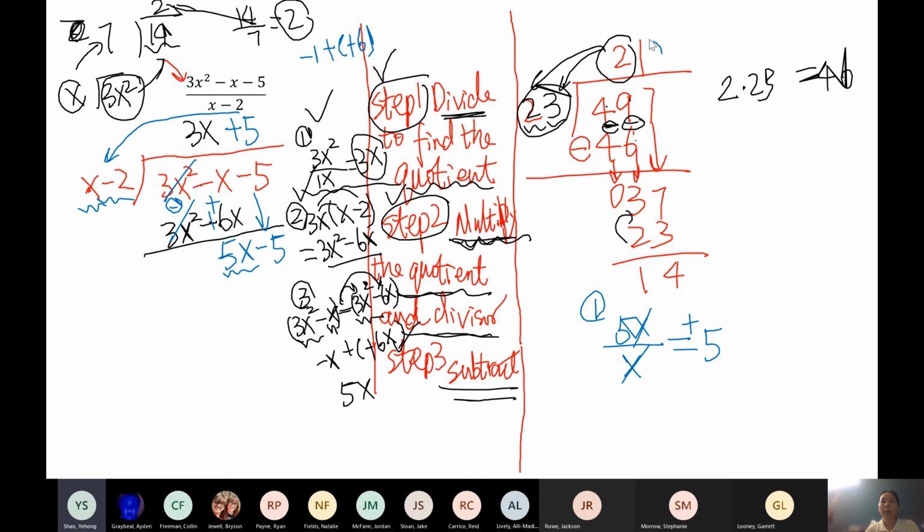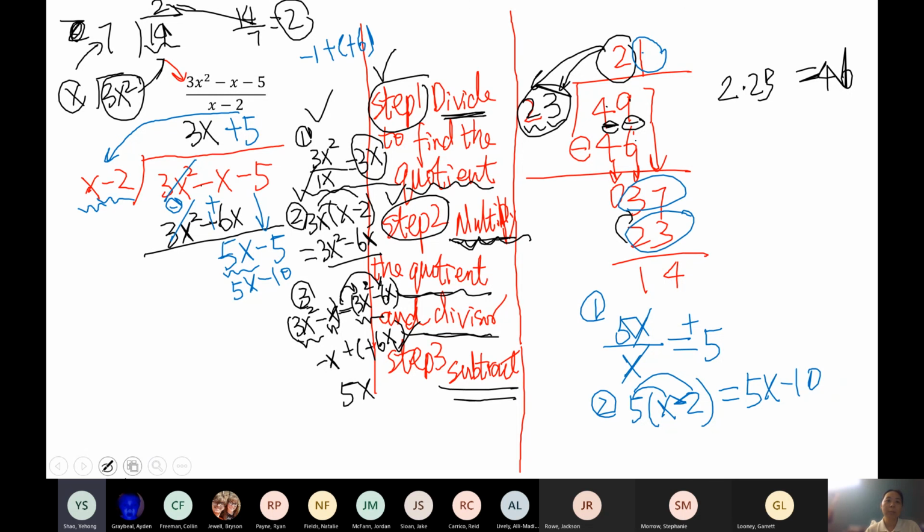Similar to the process here, 1 times 23 gives you 23, right? So we're gonna do the second step. Again, if you can do this in your mind, you don't have to write it down. I'm going to write here x minus 2. So you do 5 times x, 5 times negative 2. That gives you 5x minus 10. Okay, and you will line this up with what you have, just like you line up 23 with 37, so you can do subtraction.